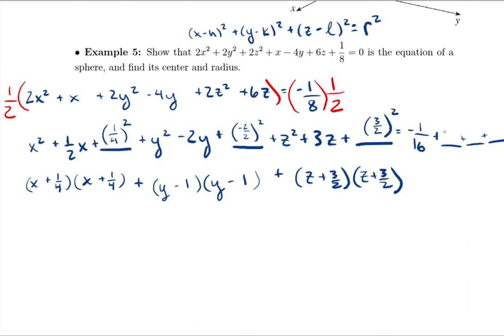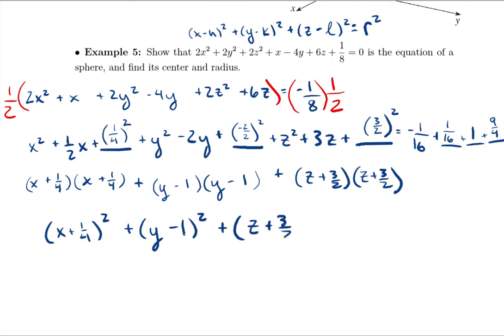And so we're adding 1/4 squared, which is 1/16. We're adding negative 1 squared, which is 1. And we're adding 3 halves squared, which is 9/4. So this all becomes x plus a quarter squared plus y minus 1 squared plus z plus 3 halves squared. And that's equal to 1 plus 9/4, right? So that would be 4/4 plus 9/4. So that's going to equal 13/4.